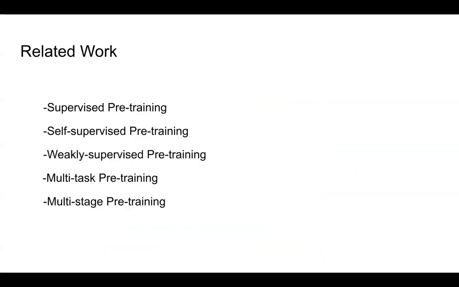The related works, like supervised pre-training. This method trains a model using a dataset where each input has a known label. For example, in an image task, each image is labeled with a category. The model learns to predict this label during training, typically using methods like classification loss. It's effective but requires a lot of labeled data, which can be expensive.